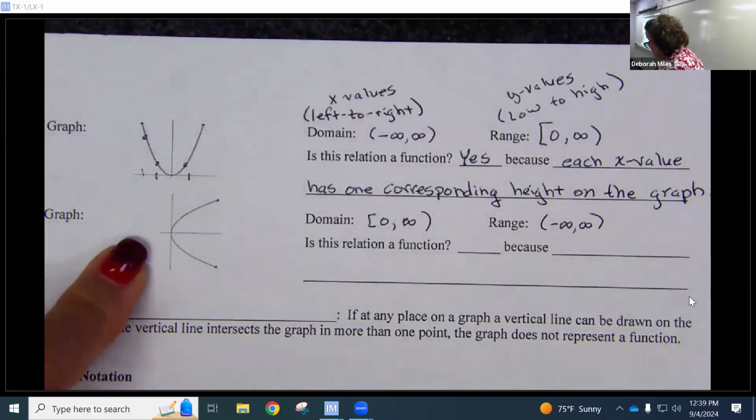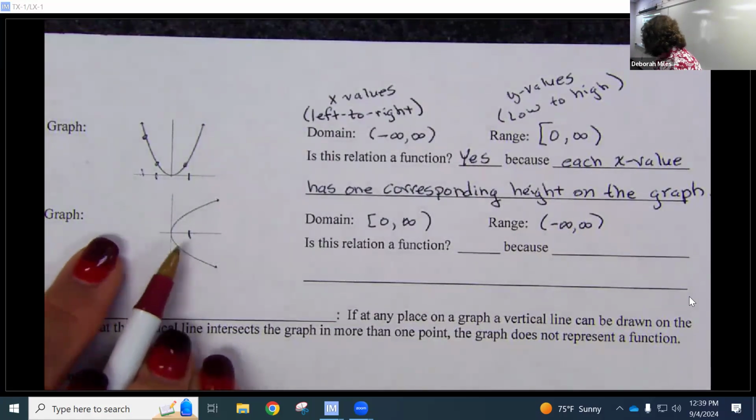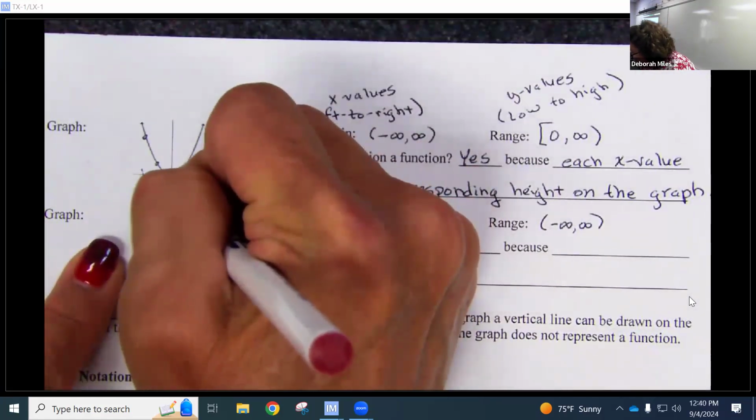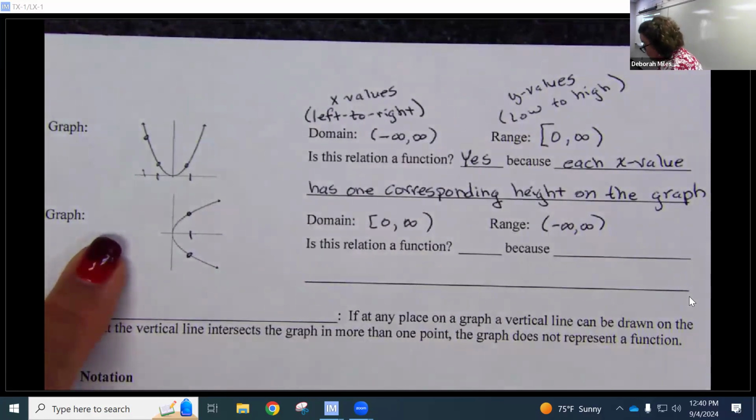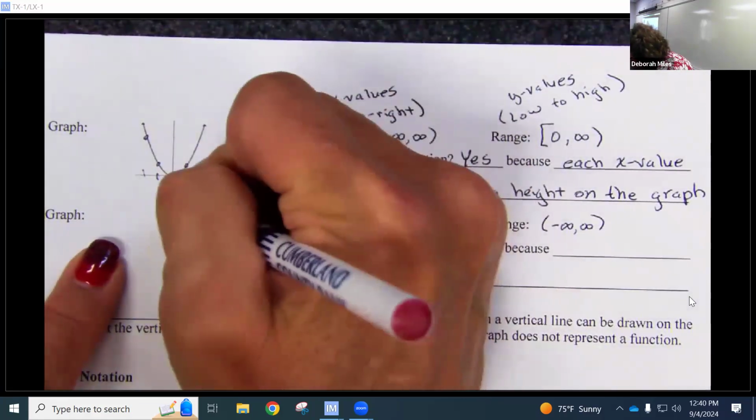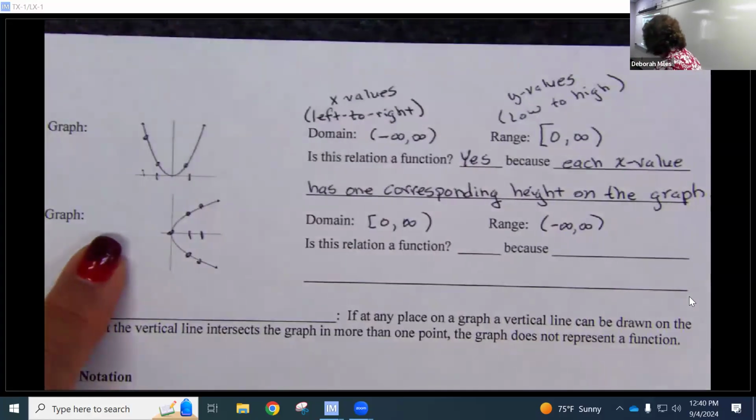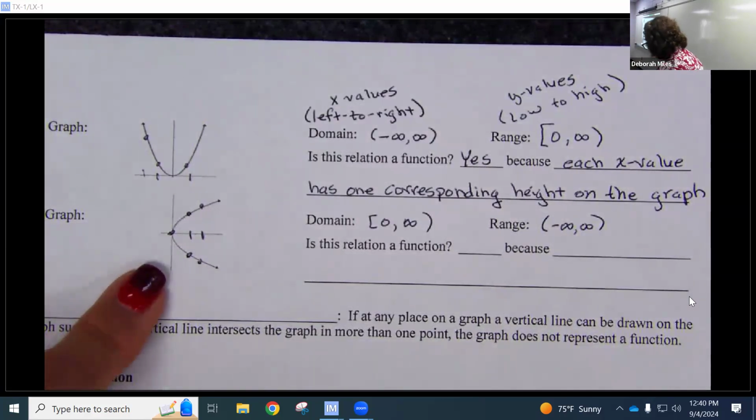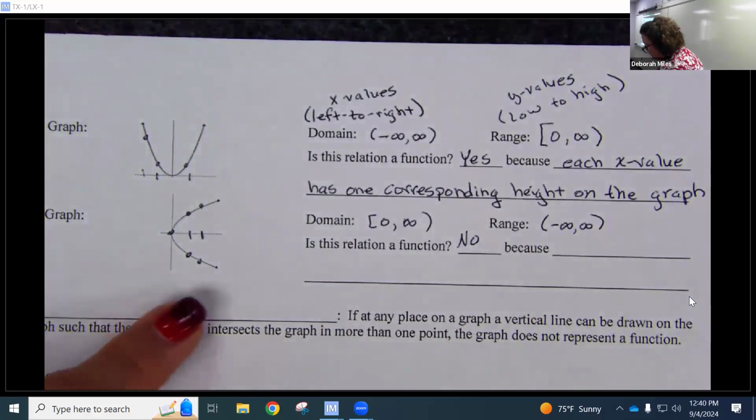Is that relation a function? For this x right here, whatever it is, how many heights are there on the graph? There's one point above it, but there's one point below it. So for this x, there's two different y's. For this x, there's two different y's. For any x except for 0, there's two different y's. Is it a function? No. And I'm going to skip the because we've got to keep going.